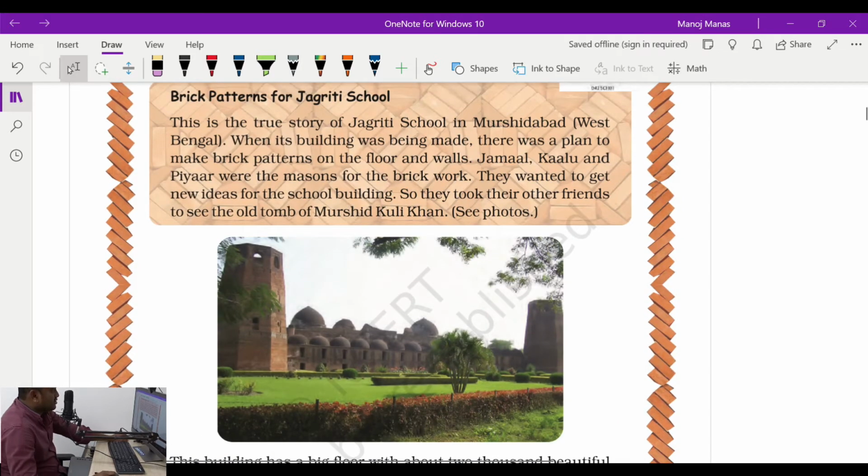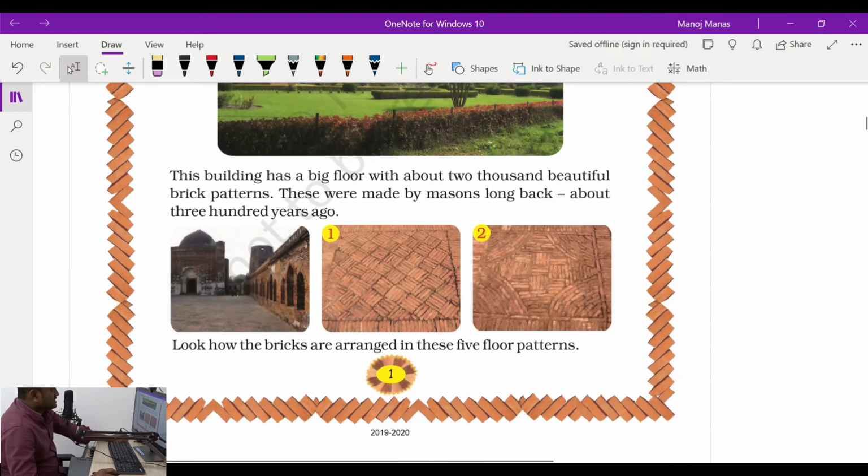This building has a big floor with about 2000 beautiful brick patterns. These were made by masons long back, about 300 years ago.